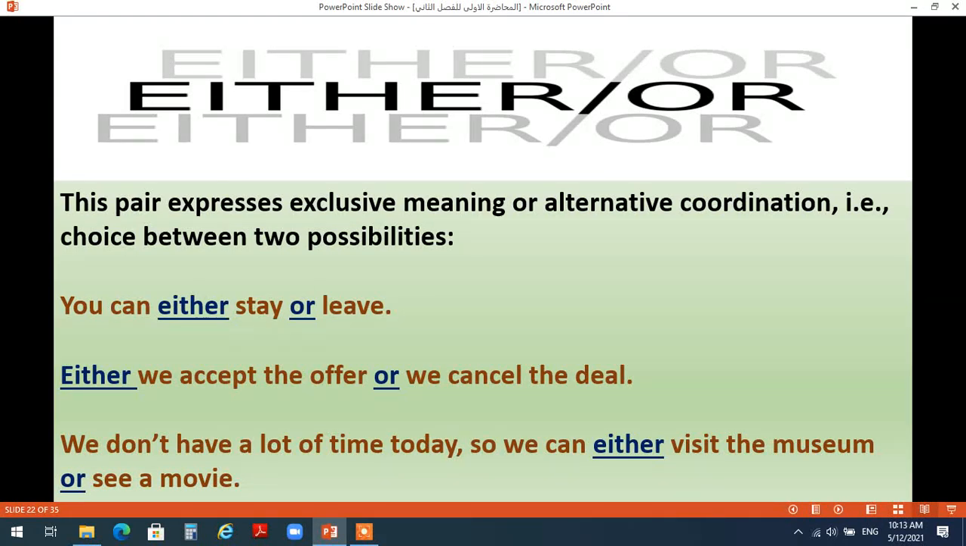For example, you can either stay or leave. يعني you are free to choose one of these two alternatives, either by staying or by leaving. Either we accept the offer or we cancel the deal. أيضا هنا لديك خيارين، أما أن تقبل العرض أو أن تلغي الصفقة بالكامل.